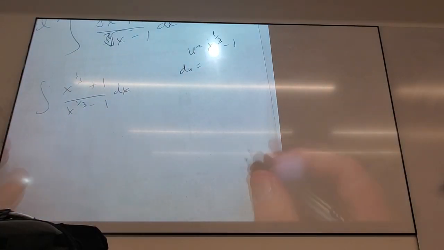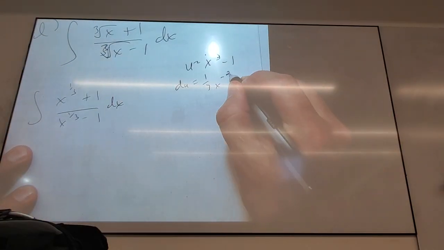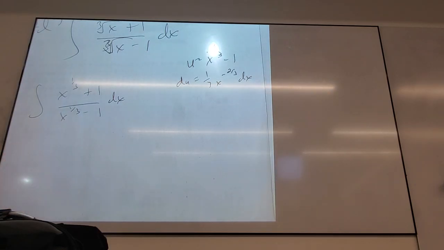One third x to the negative 2/3. Right, that's where you guys should jump in. That's easy. Now here's what's trippy. I know the bottom would be u. Does it look like I have what I need?